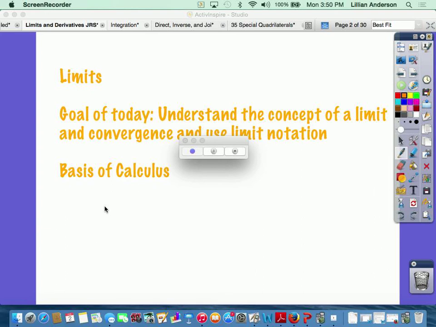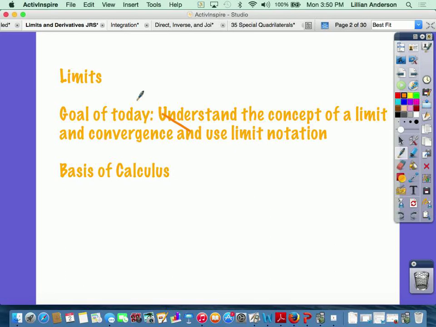Okay, so today we're learning about limits. This is the basis of calculus. This is your first unit into calculus, and so hopefully by the end of today you'll understand the concept of what a limit is and convergence, and to use limit notation. Okay, so that's what we're talking about today.